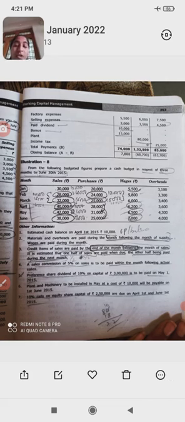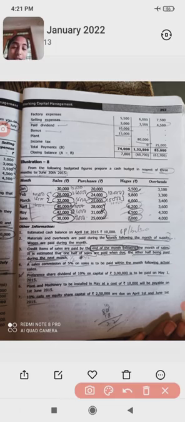Let's go with the additional information. Estimated cash balance on April 1st, which is nothing but our opening balance, is 10,000. And materials and overheads are paid during the month following the month of the supply. See the condition over here, I will be explaining the part and you have to do the solution part.